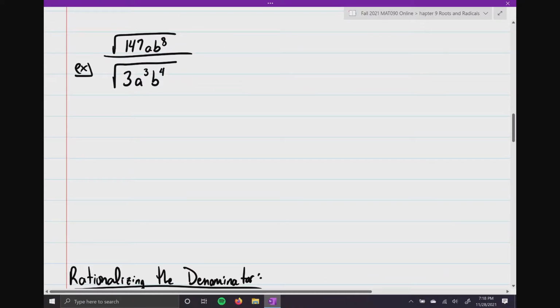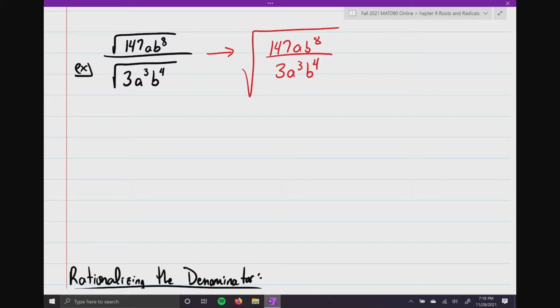Now we're going to do the last example here. And this example, I think it's only fair that I write this as just one fraction so you can see that again. All right, so I get 147 a b to the 8th in the numerator. I get 3 a to the 3rd b to the 4th in the denominator. And what I'm going to do here is try to simplify whatever I can. So I think, if I'm right, 147 is really 3 times 49.